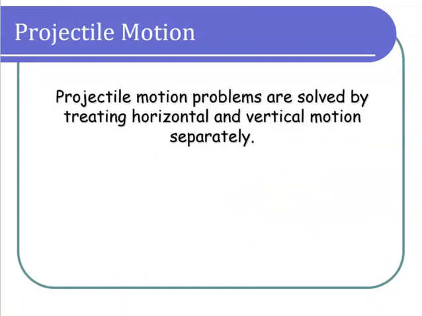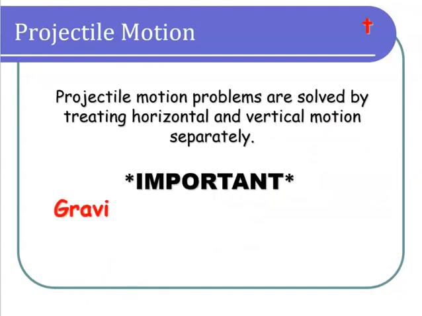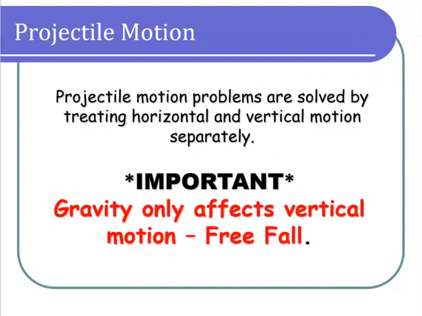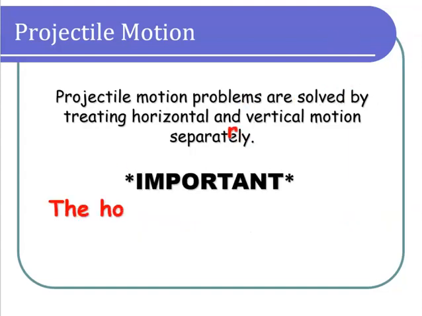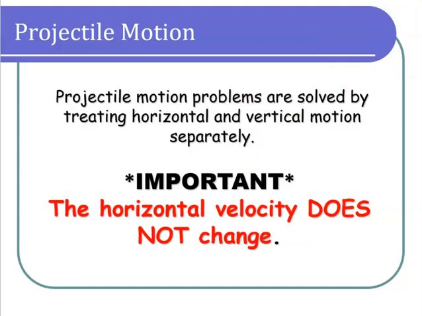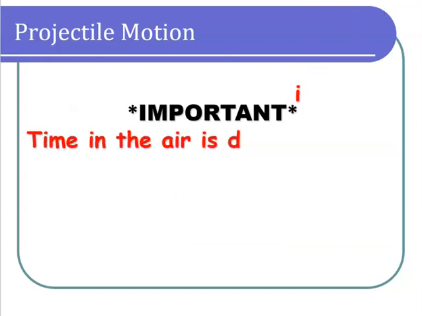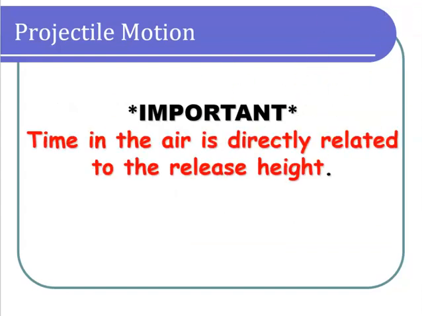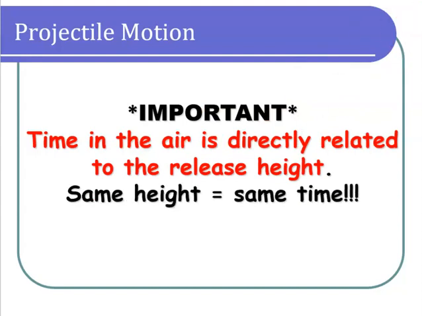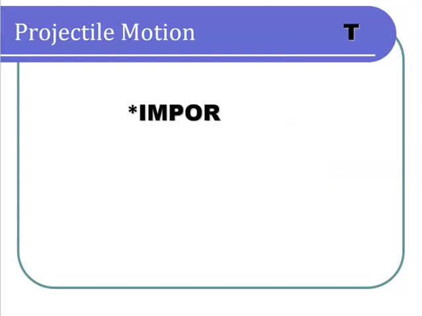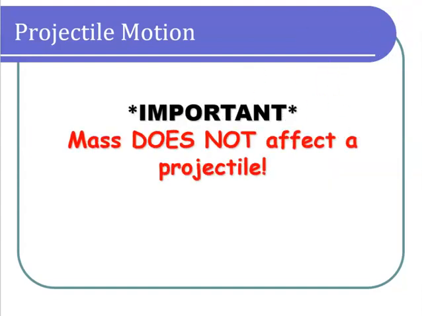So, some important facts. Projectile motion problems are solved treating horizontal and vertical motion separately. You need to know gravity only affects the vertical motion. In vertical motion, we are in free fall. The horizontal velocity does not change. It remains constant. Time in the air is directly related to the release height. If objects are released from the same height, they will hit the ground at the same time. Mass does not affect a projectile, period.